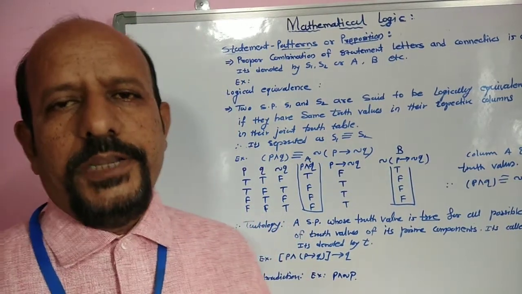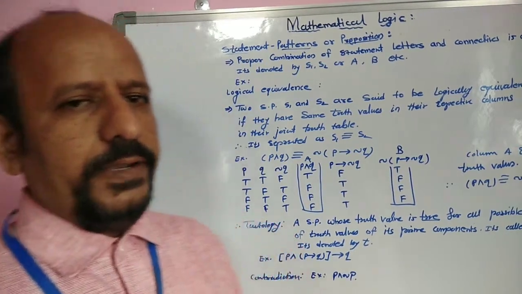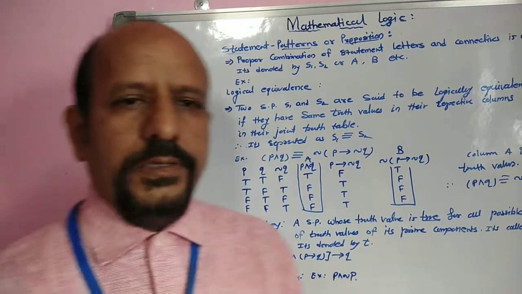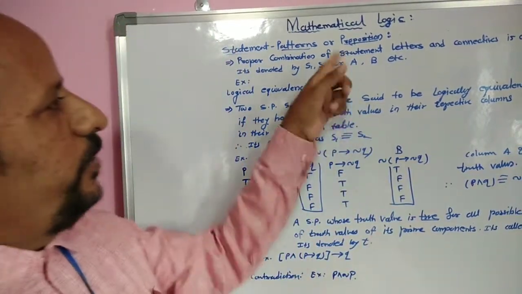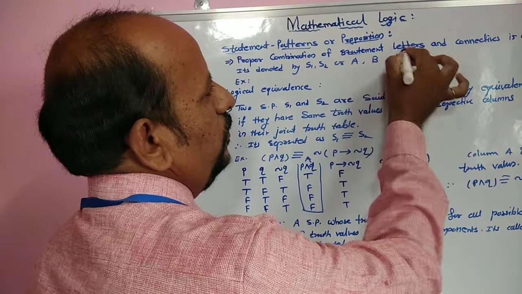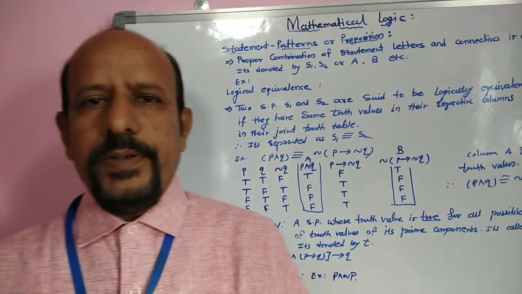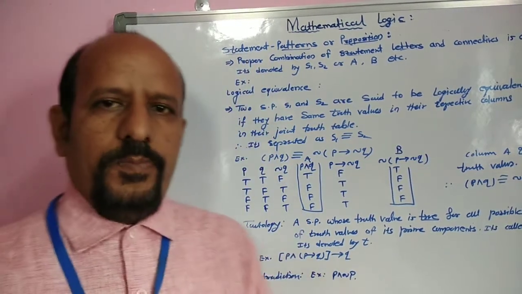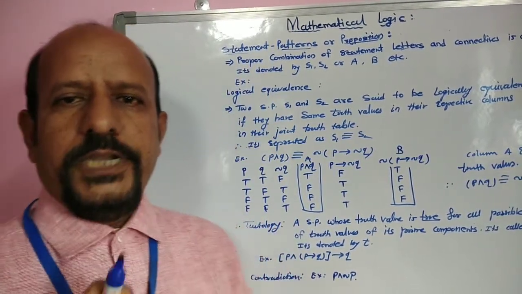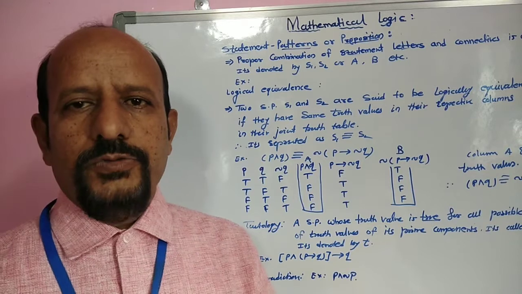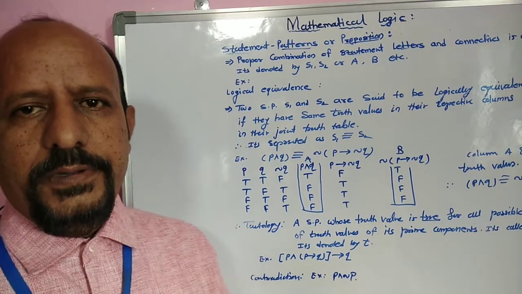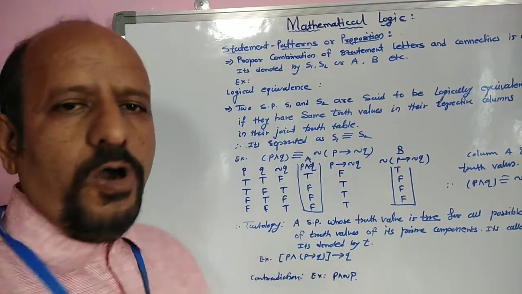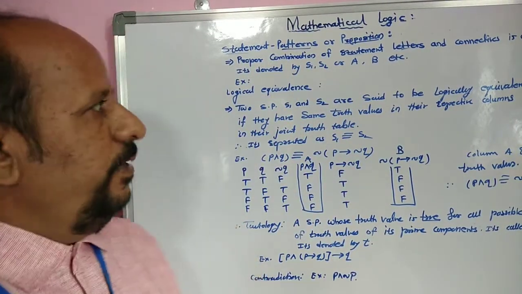First definition is statement pattern. What is meant by statement patterns? We know that P, Q, R, S are called statement letters. A statement pattern is a proper combination of statement letters and connectives. Statement patterns are denoted by S1, S2 or A or B.